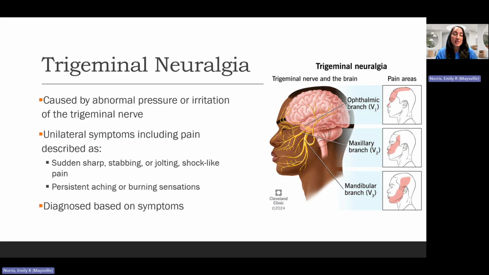Trigeminal neuralgia is actually common in people who have multiple sclerosis. It's caused by abnormal pressure or irritation of the trigeminal nerve. It causes unilateral symptoms because it's typically only one nerve that's being affected. The symptoms are primarily related to sensation or pain: sudden sharp shooting pains, a jolting, shock-like pain, and persistent aching or burning sensations. Those are the main things that patients complain of with trigeminal neuralgia.